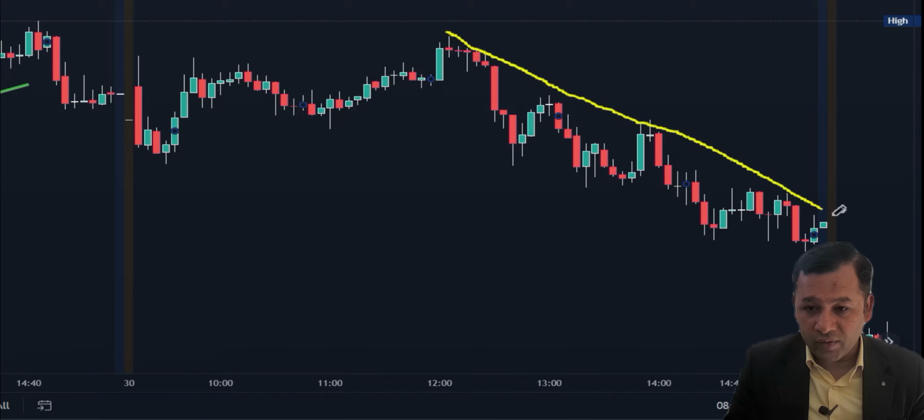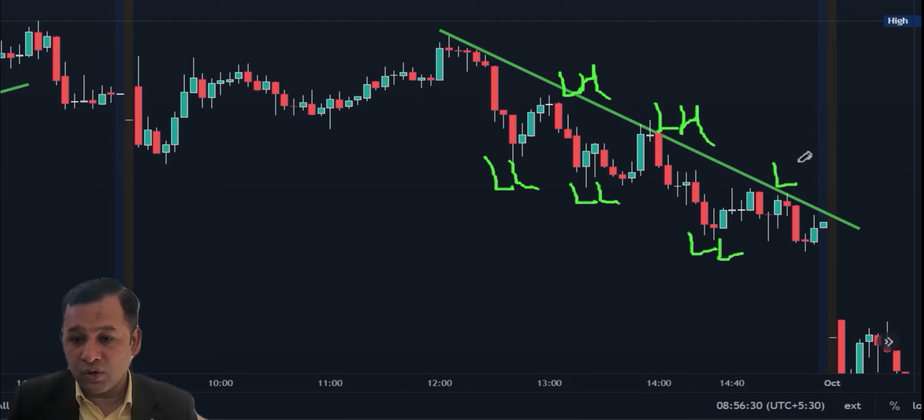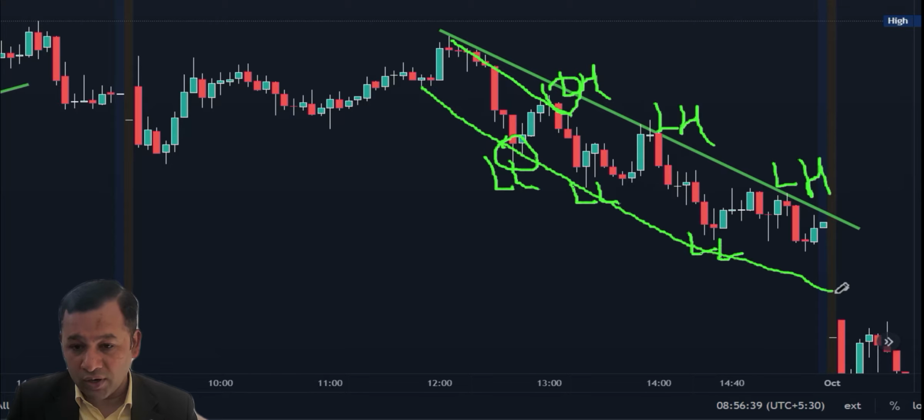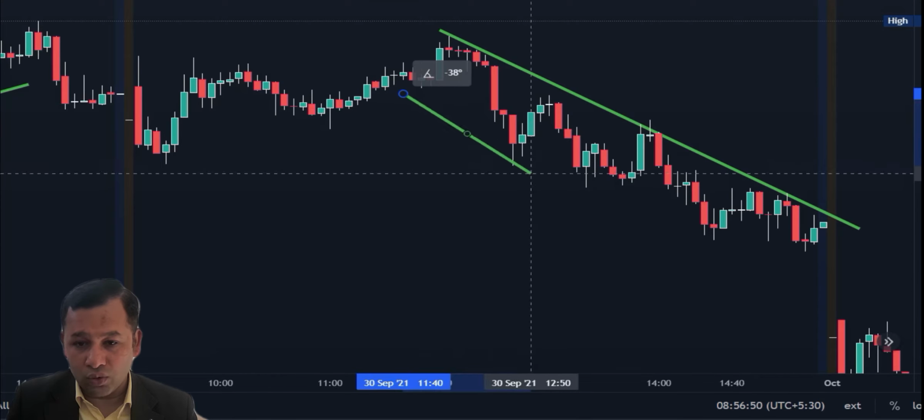Here I am drawing one trend line. This trend line forms, this is lower lows, again lower lows, and lower highs. This is lower highs, this is lower highs. Once this second swing forms, you can draw a trend line. At the bottom also you can draw a trend line. You need to use the trend line drawing tool.